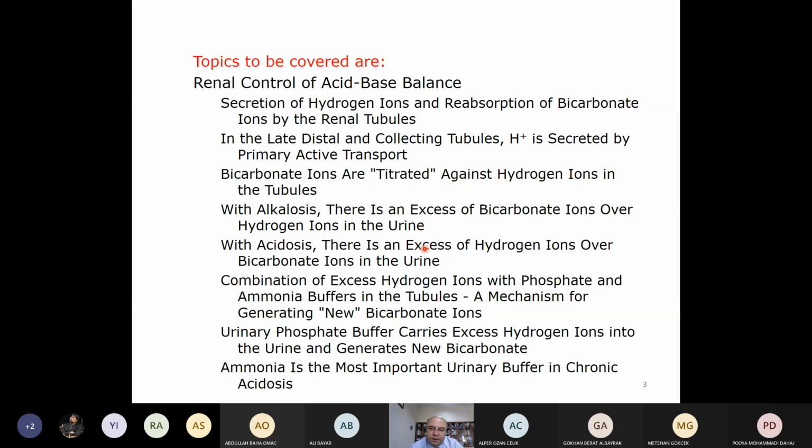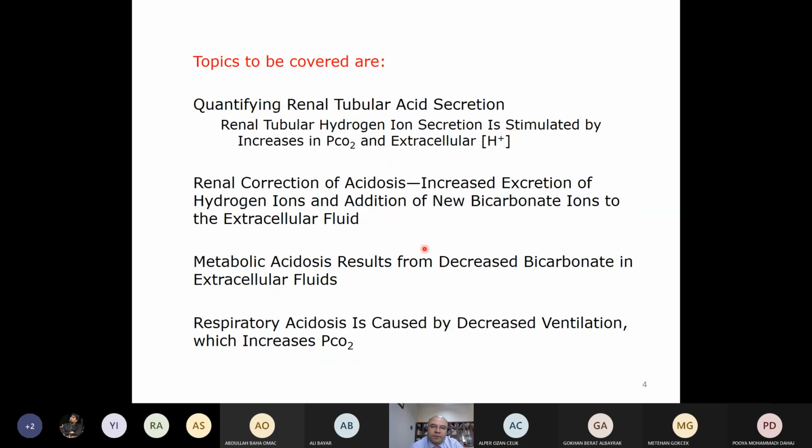How our kidneys regulate the acid-base balance of our body in alkalosis, in acidosis or in normal everyday life, and then quantifying the renal tubular acid secretion, and different types of acidosis and alkalosis. We are going to learn metabolic acidosis, metabolic alkalosis, respiratory acidosis, and respiratory alkalosis.